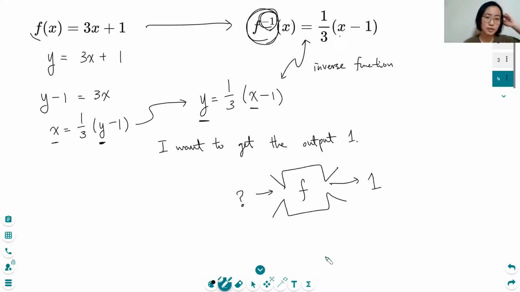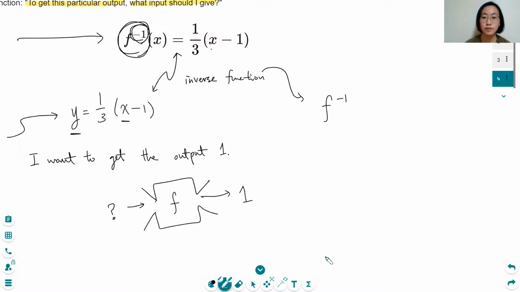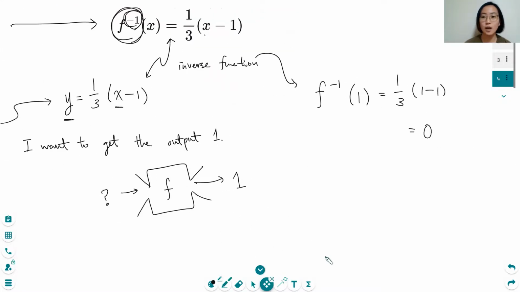It's not obvious if I just have this picture. But say we have the inverse function right here. This is a new machine, an inverse function that answers this very question: to get this output, what do I need to insert as an input? So I evaluate the inverse function at x = 1. That's 1/3 of (1 - 1), which is 0. What this tells us is that if I had 0 as an input to this first function f, I would get 1. So using the inverse function, I can answer the question I had before.